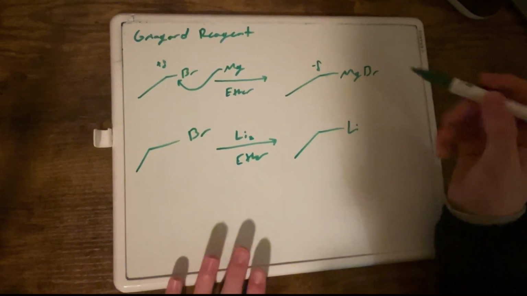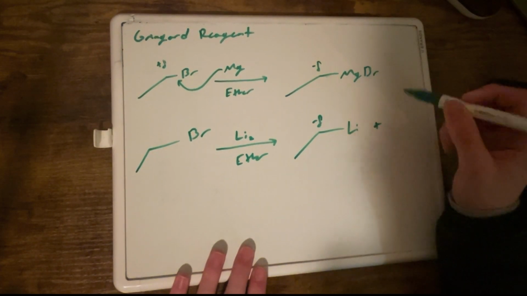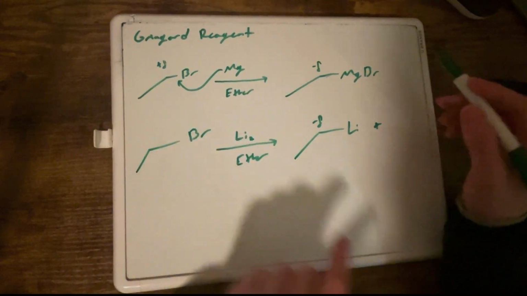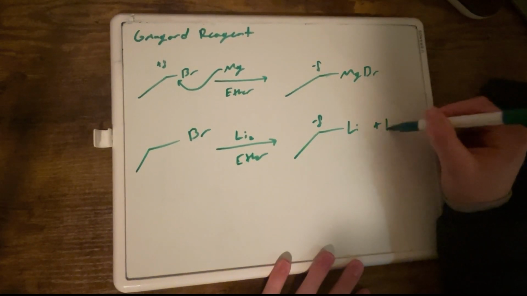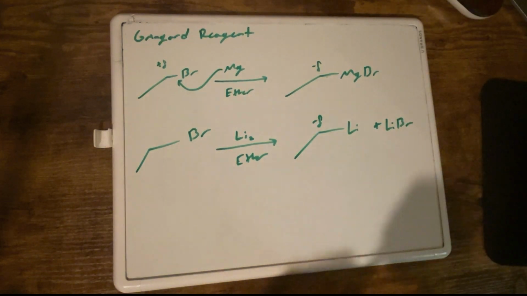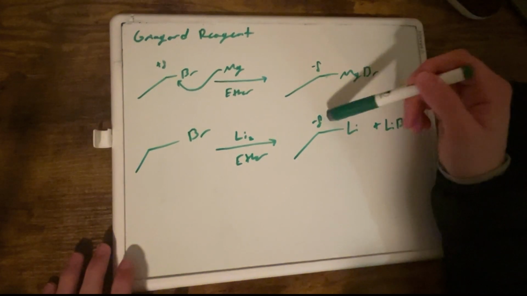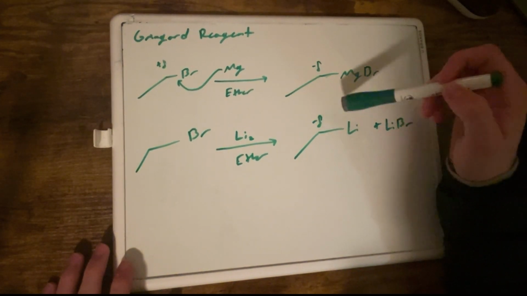It does the same thing. It makes that carbon negative, but because there's two lithium ions, it actually fully pulls off the bromine, so you just have a Li-Br complex attached to that. Now, like I said, this is important because it makes this carbon negatively charged.